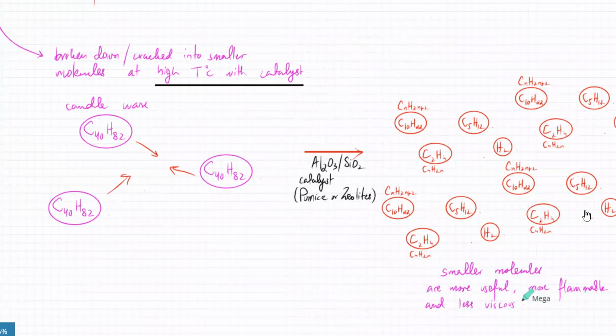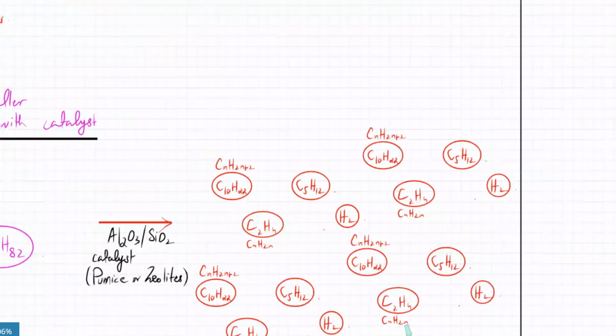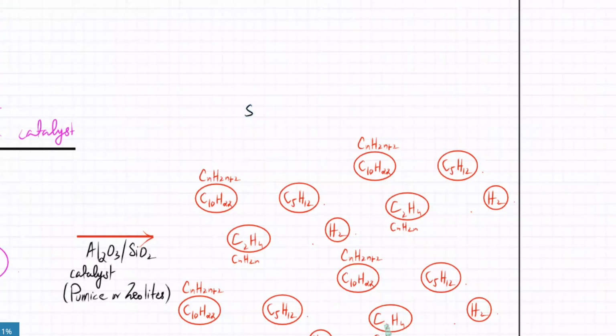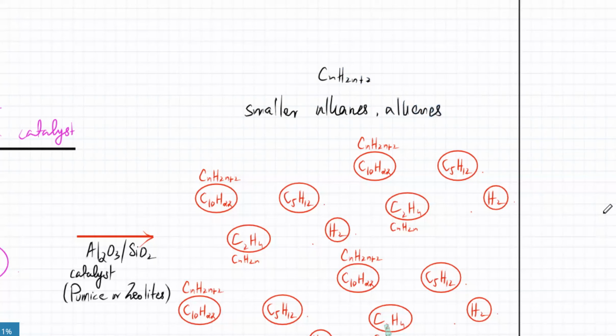वो मैं यहाँ पे लिख भी देता हूँ. ठीक है, so you get smaller alkanes. और वो random होता है process. I mean, you could get any alkane. This was the general formula: alkenes. And one more, that's hydrogen gas as well.